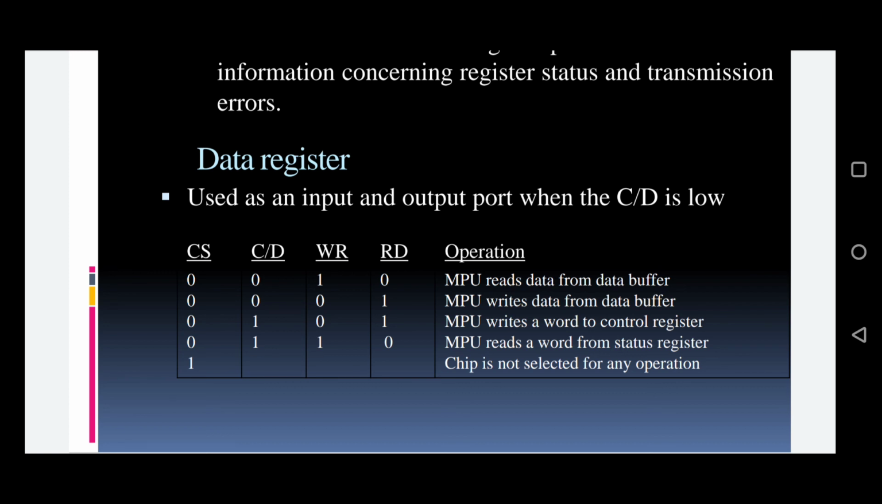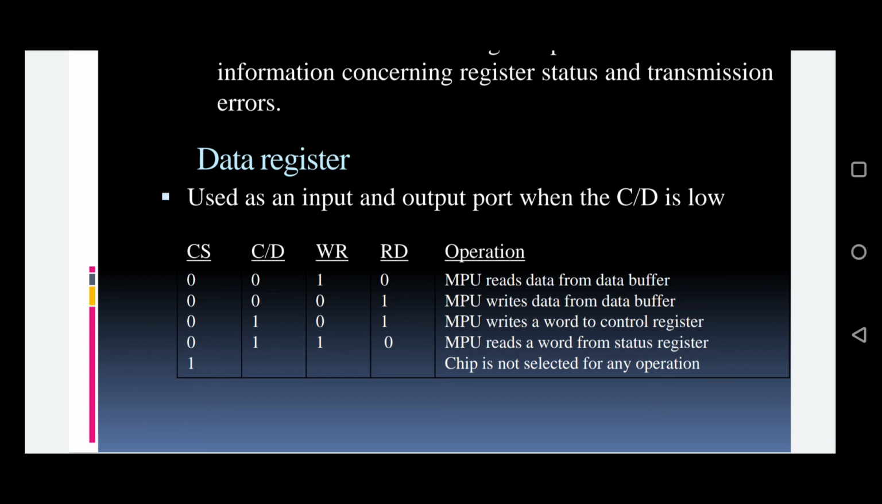Next condition: CS is 0, C/D is 0, write is 0 and read is 1. Here the write operation is going to be done. 1 is high and 0 is low. Write is 0 and read is 1, so the microprocessor unit writes data to the data buffer. Here the writing operation is done.